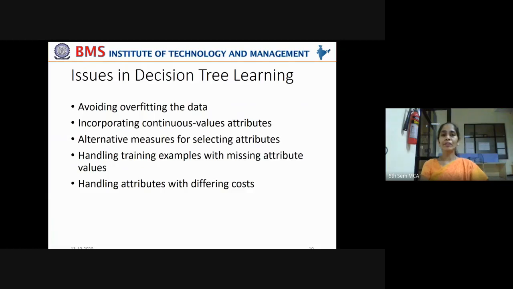Now, let me introduce the issues in decision tree learning, which will be elaborated in your next class. The first issue is avoiding overfitting of the data. Overfitting means the machine learns too much, so that it can't generalize to unseen examples. If the machine learns too much from the data, it can't generalize well on unseen data or new data points. That is called overfitting.